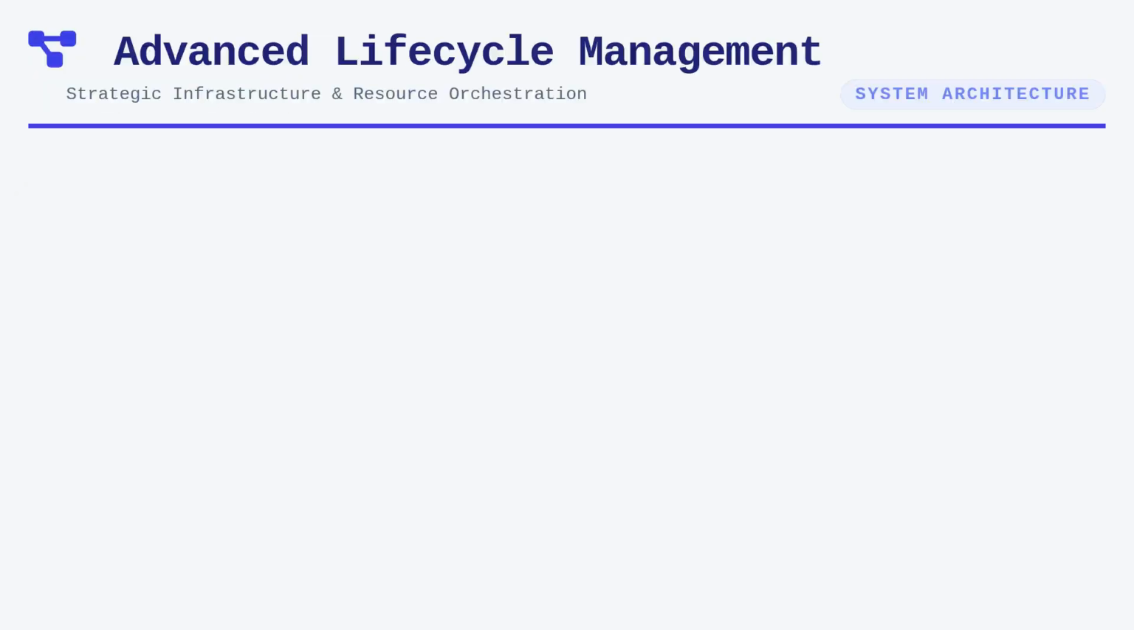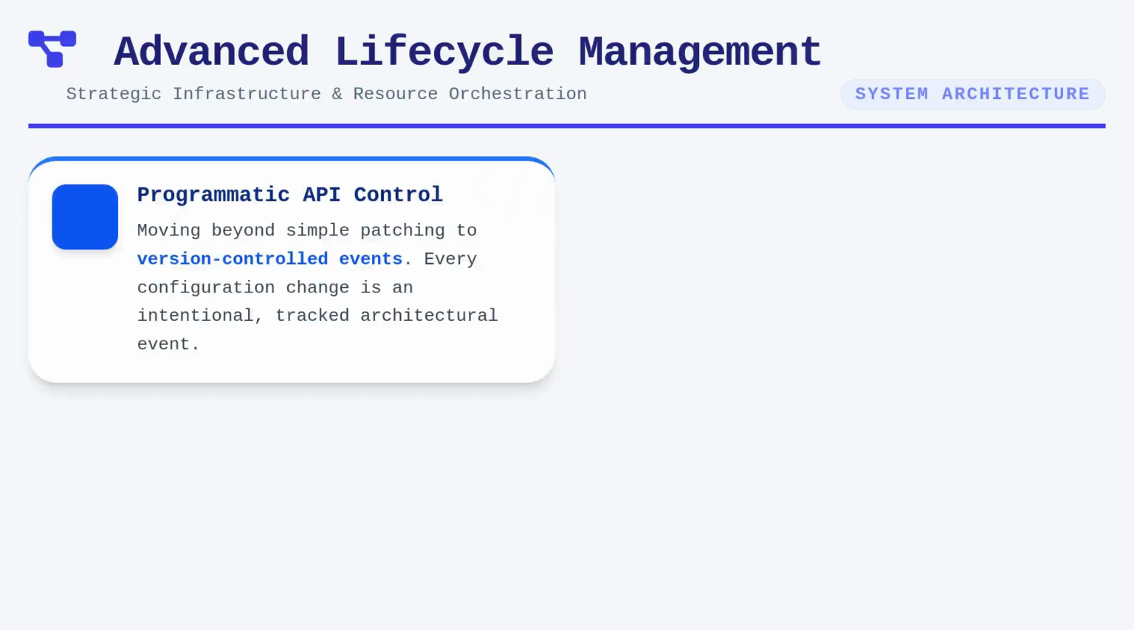Lifecycle management in this context involves far more than just updating firmware or patching operating systems. It demands a sophisticated approach to API utilization, where every configuration change is treated as an intentional, version-controlled event. By leveraging APIs, you enable programmatic control over resource algorithms, which in turn allows for dynamic scaling based on real-time demand rather than static, forecasted limits.